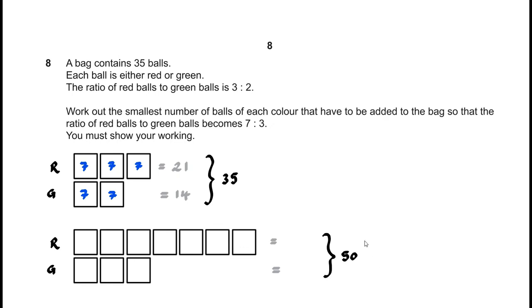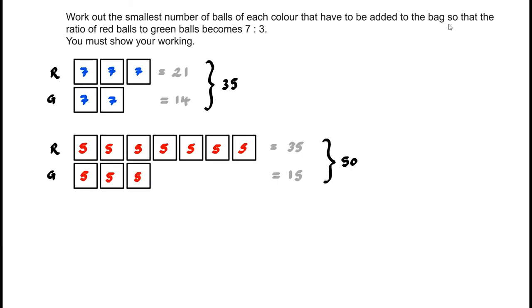This means each part is going to be worth 5 because we've got 50 divided by 10, which is 5. So that means the total for red then will be 35 and the total for green will be 15. Here you can see we've got more red and more green than before. So the smallest number of balls of each colour that have to be added so that the ratio becomes 7:3.